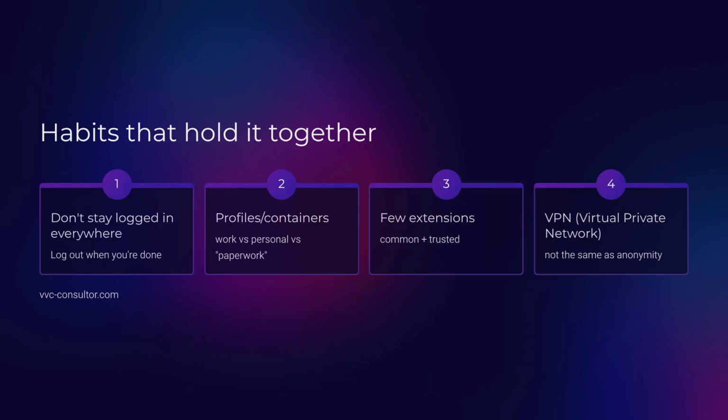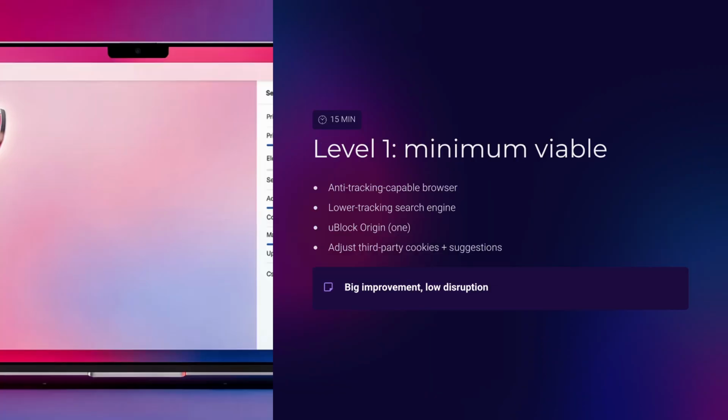Level 2, consistent privacy, 2 to 3 hours. Push anti-tracking stricter if your browsing allows it. Use profiles/containers to separate accounts from general browsing. Review permissions and remove persistent ones. Revisit sync: what's synced and with whom. Keep only essential extensions. Improves: less identity correlation, better operational discipline, fewer permission leaks. Doesn't solve: true anonymity, if that's your goal.